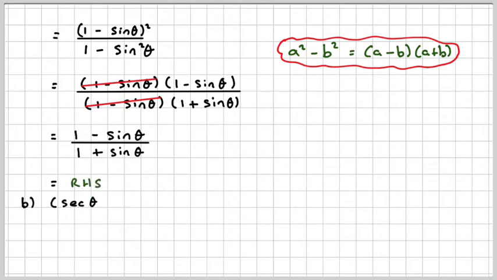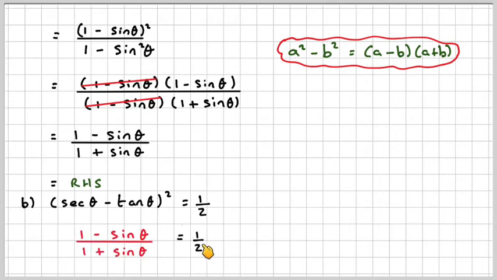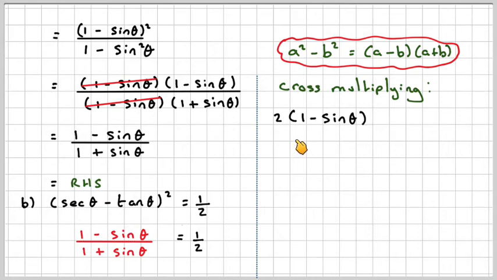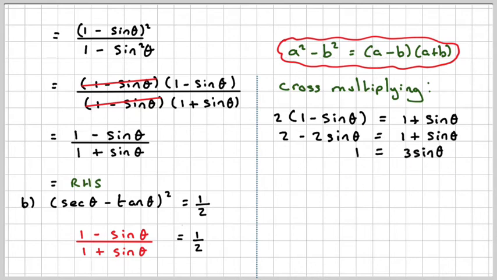We now need to solve the equation (sec theta minus tan theta) all squared is equal to a half. So it says hence, so we should take that and replace it with that. So we're going to get (1 minus sine theta) over (1 plus sine theta) is equal to a half. Cross multiplying, we're going to get 2 times (1 minus sine theta) is equal to 1 times (1 plus sine theta). Multiplying out the bracket, we get 2 minus 2 sine theta equals 1 plus sine theta. We take the 1 here, we're going to get 1, and then take the minus 2 over here, we're going to get minus 3 sine theta, which means that sine theta must be 1/3.